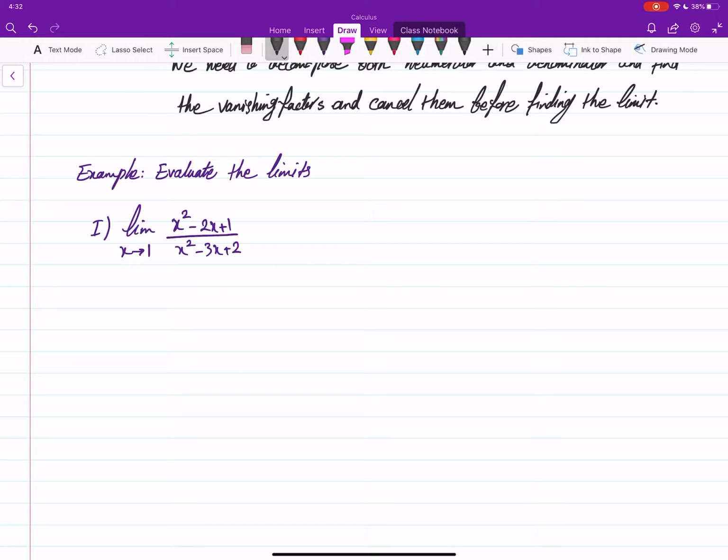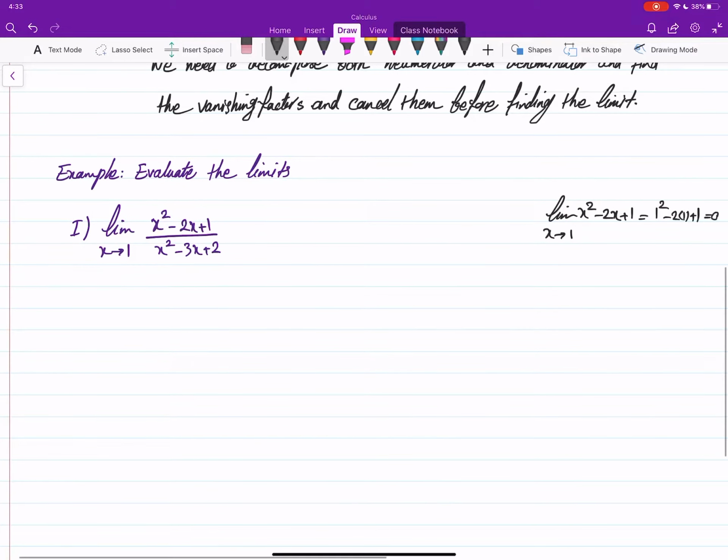Well, separately you find the limit of the numerator. Here the limit of the numerator is the limit of a polynomial, and we know that for a polynomial it's the same thing as direct substitution: 1 squared minus 2 times 1 plus 1, which makes it 0. The limit of the numerator is 0. The limit of the denominator is 1 squared minus 3 times 1 plus 2, which is again 0. Both of them are 0, so as a result, we are at the 0 over 0 indeterminate form.